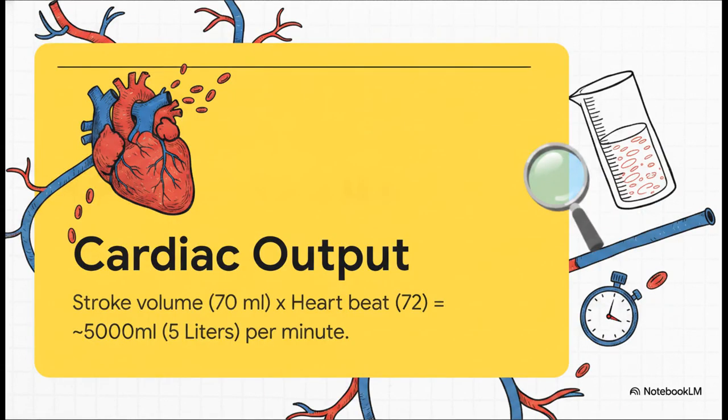So, just how much blood is actually moving during these rapid-fire cycles? Well, during every single ventricular systole, the heart pumps out about 70 milliliters of blood. We call this the stroke volume. Now, to find your total cardiac output, you just take that 70 milliliter stroke volume and multiply it by your heart rate. Let's use the average of 72 beats per minute. 70 times 72 equals approximately 5,000 milliliters. To put that into perspective, your heart is pumping a massive 5 liters of blood every single minute of your life.